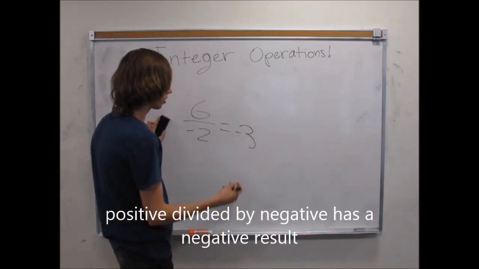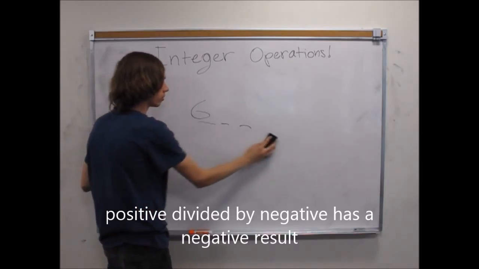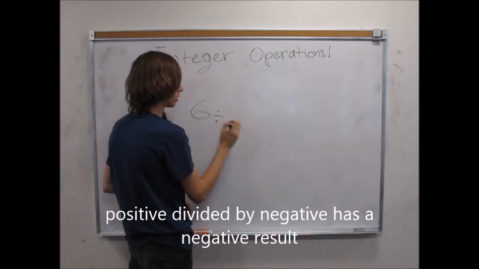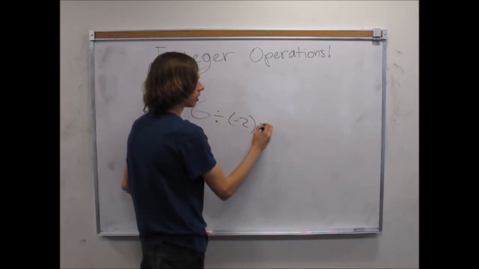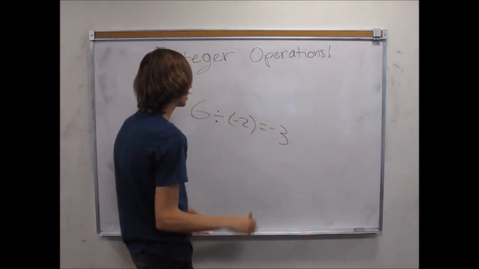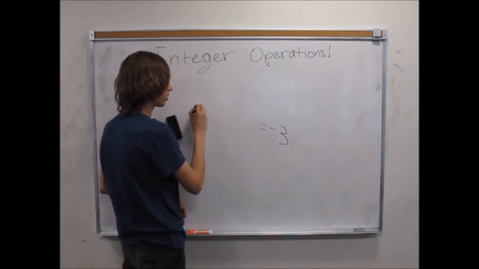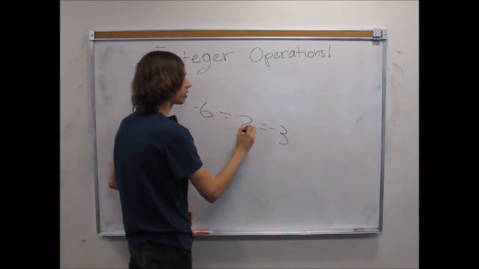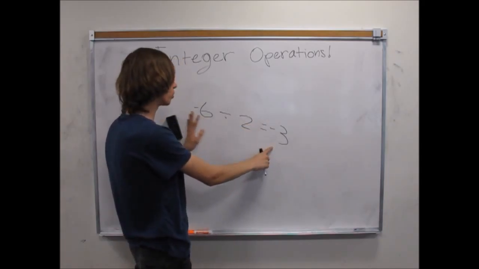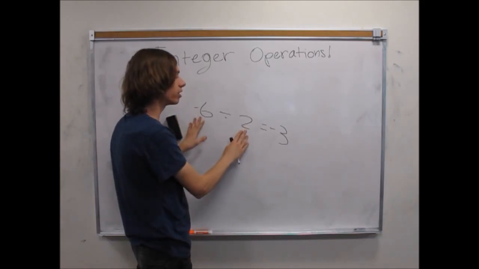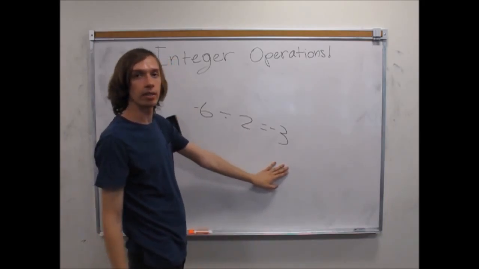And, I could have written this another way, right? I could have written 6 divided by, like that, negative 2. Same thing, right? And just like the previous example, if I switch which one's negative, I still get the same answer. If I do negative 6 divided by 2, I still get a negative 3 because only one of them is positive and one of them is negative. So as long as it's one of each, your answer is always going to be negative.